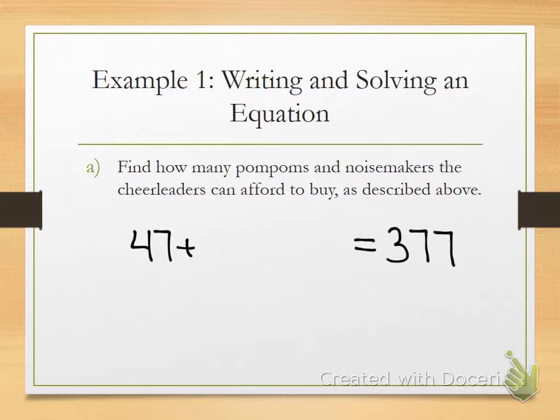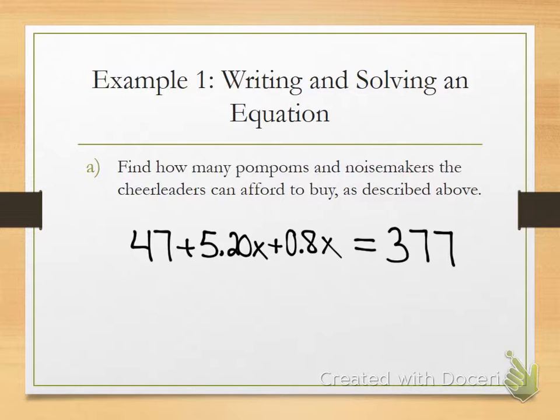All right? But what is? The pom-poms, right? The pom-poms are $5.20, but do I know how many I can buy? No, so there's my variable. Now, the noisemakers are 80 cents, but do I know how many I can buy? No. So there's my variable. Now I'm buying the same quantity, right? It says I want to buy the same number of each, so that's why I can use the same variable for each one of those. Does that make sense? Since I want to buy the same number, whatever my answer is will be the same number of noisemakers and the same number of pom-poms.